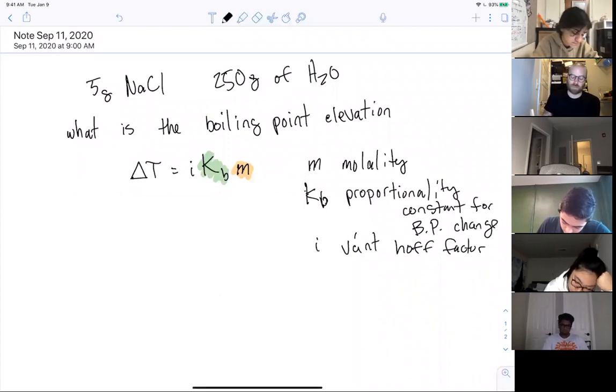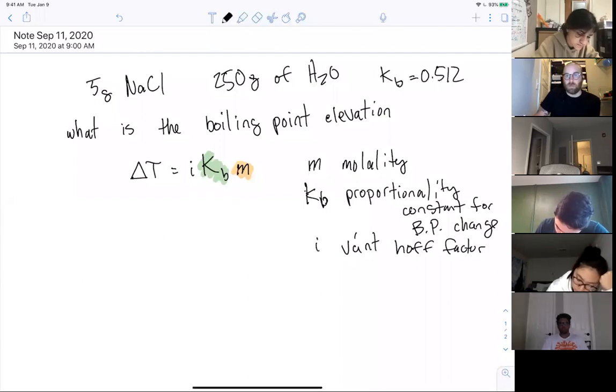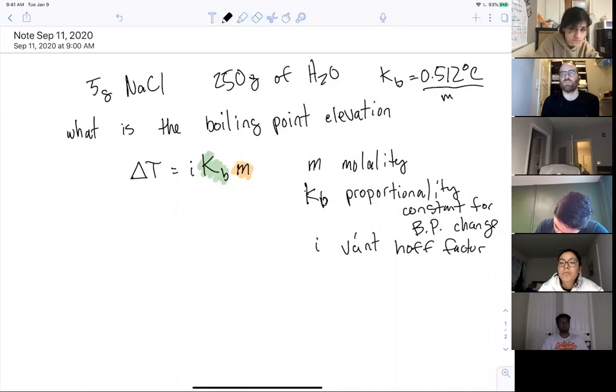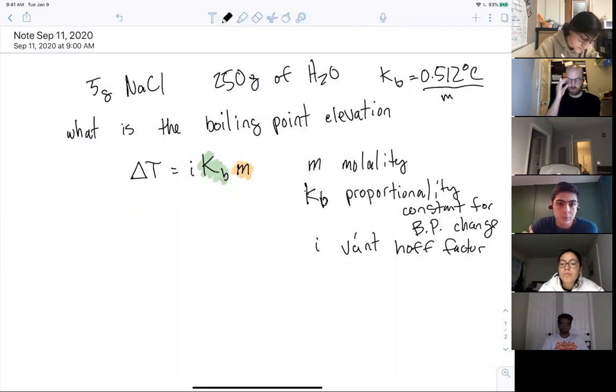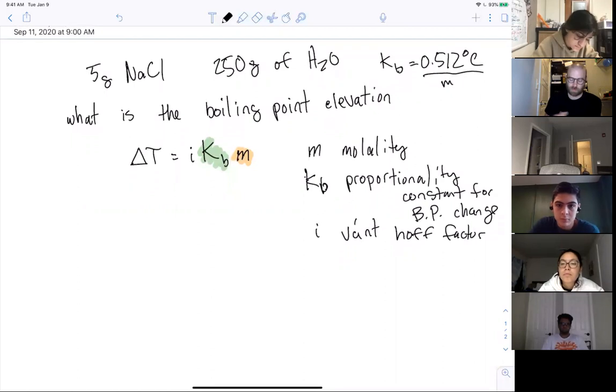So Kb is something that we usually give you, and indeed in this problem we did give it to you. Kb is given by 0.512 degrees Celsius per m, which we'll assume here is per molal. And then it's just a matter of making sure that you calculate everything correctly. So probably the most confusing part of this is just what does i equal.